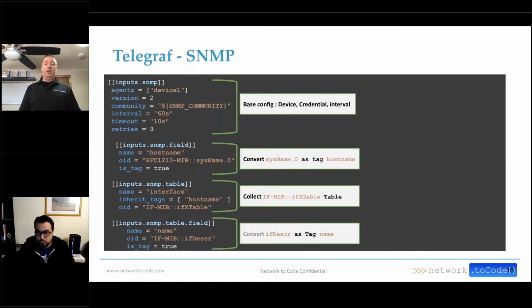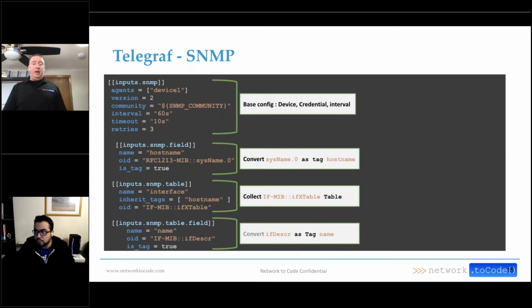But we can also take a look at SNMP then. SNMP has been around since the 90s, so it's been around for quite a while. The configuration is a little bit more involved. We have our agents about which devices we want to collect SNMP data about. The version, this does support SNMP version 2 and version 3. We show version 2 because it's a little more concise. And then we get the SNMP community, how often we want to poll the network device, and what the timeout and retries are.